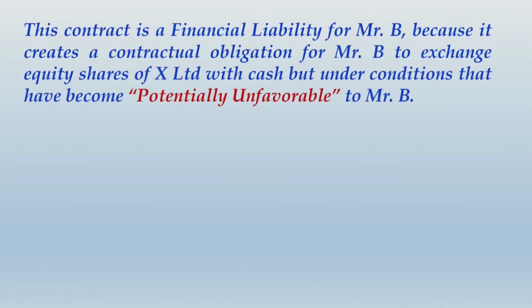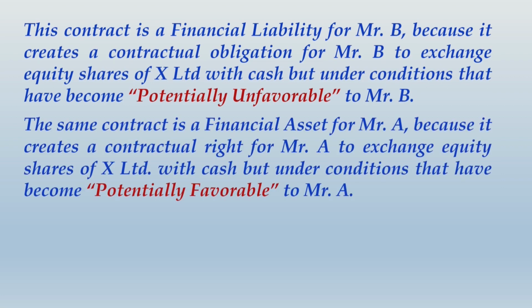Moving forward, this contract is a financial liability for Mr. B because it creates a contractual obligation for Mr. B to exchange equity shares of X Limited with cash, but under conditions that have become potentially unfavorable to Mr. B. The same contract is a financial asset for Mr. A because it creates a contractual right for Mr. A to exchange equity shares of X Limited with cash, under conditions that have become potentially favorable to Mr. A. I want you people to write these explanatory paragraphs and then I take you ahead.